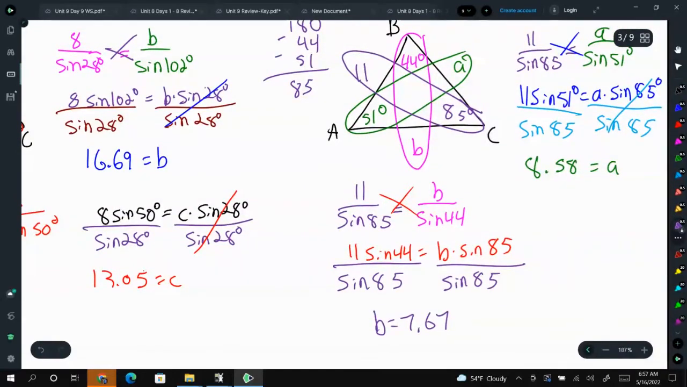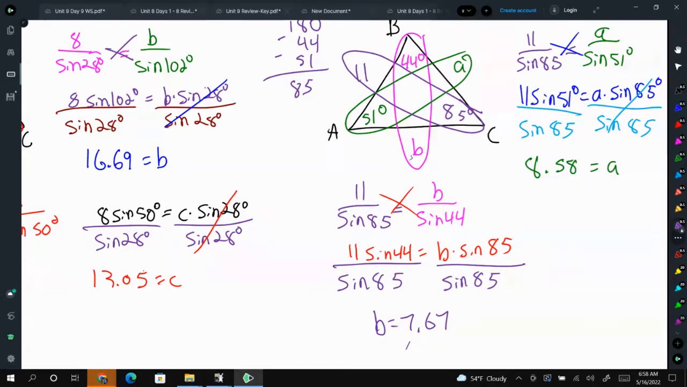All right, so you can check your answers with mine and you can see the work. One of the ways I like to double check if I've done this correctly, or at least if my answers make sense, is that the longest side needs to be across from the biggest angle. So you see my biggest side is 11, and that's across from the 85 degree angle, which is the biggest angle. Then my smallest side is side B, which is 7.67, and that's across from the smallest angle, 44 degrees. That just makes me feel that I've done this correctly.